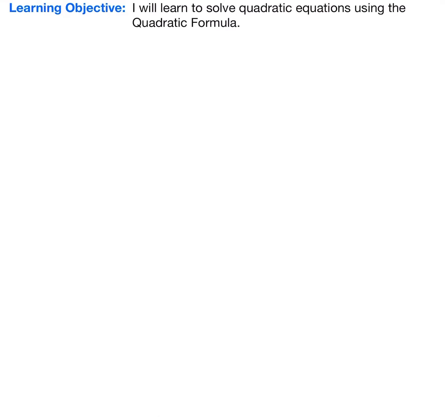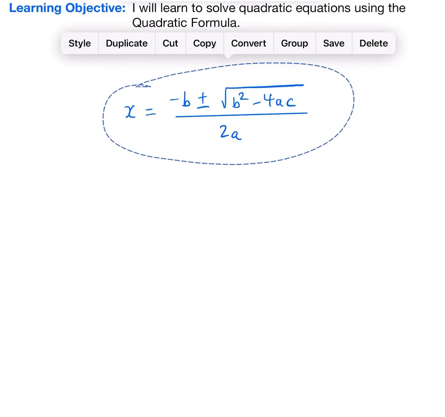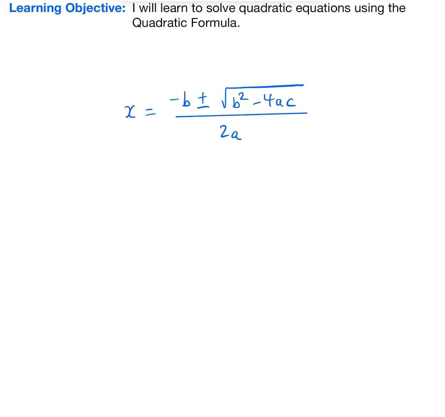Okay, class, in this lesson, you are going to learn to solve quadratic equations using the quadratic formula. Let's get started with what the quadratic formula looks like. The formula is x is equal to negative b plus or minus the square root of b squared minus 4ac, all divided by 2a.